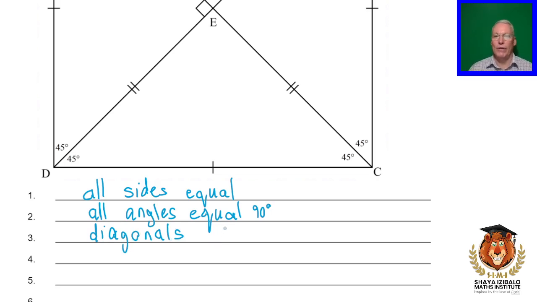All right. Now remember, for a rhombus, the diagonals are not equal. For a rectangle, the diagonals are equal. A square is both a rhombus and a rectangle, so the diagonals are equal. The diagonals bisect one another. That's true of all parallelograms.